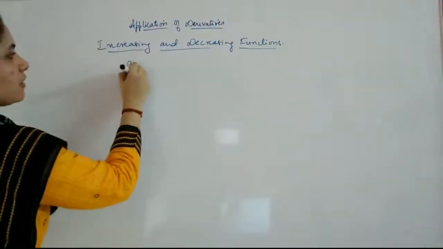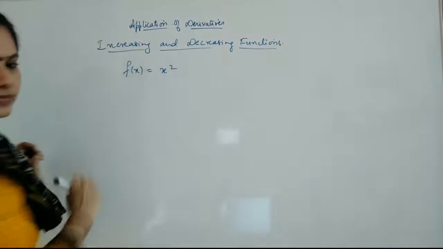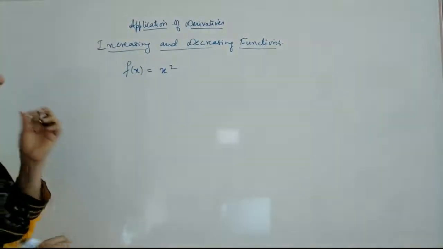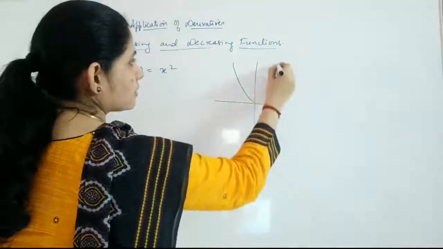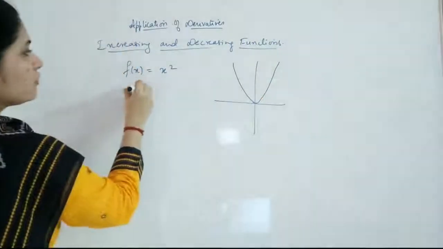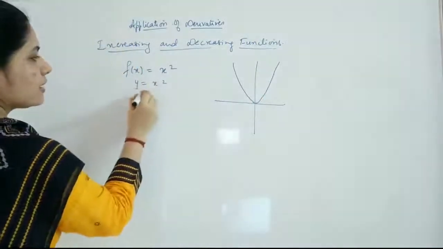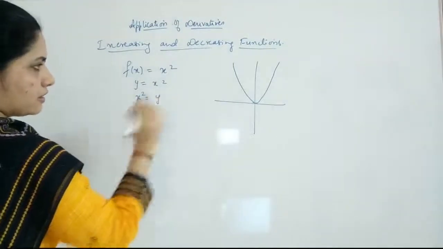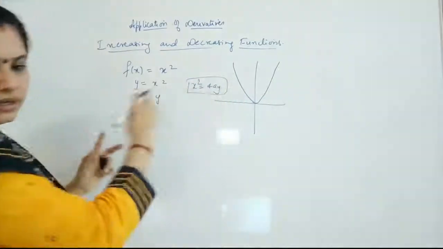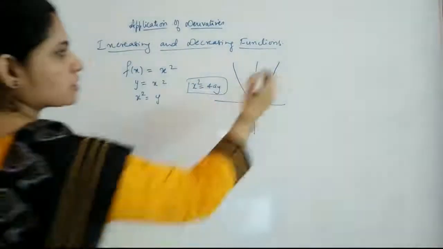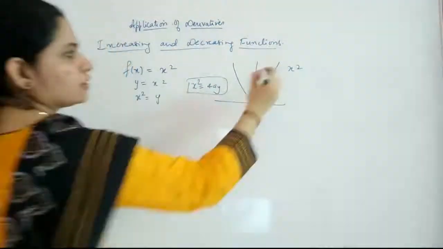Suppose I am considering a function x square. What is x square? It is a parabola upwards. This is, if you say y equal to x square, or you will write x square equal to y. So in general form, you note x square equal to 4ay is a parabola in the upward direction. So this is your graph for y equal to x square.